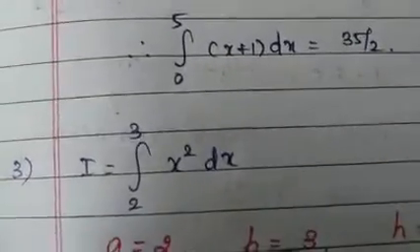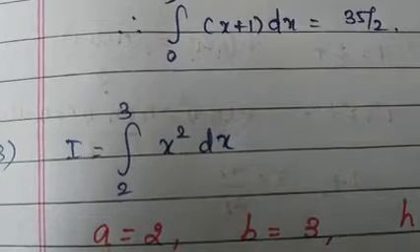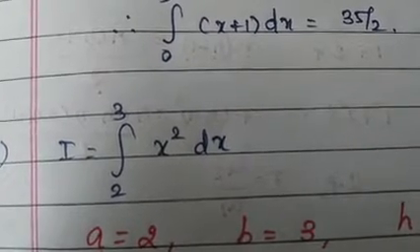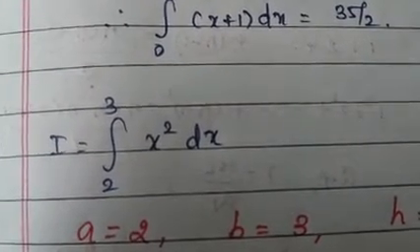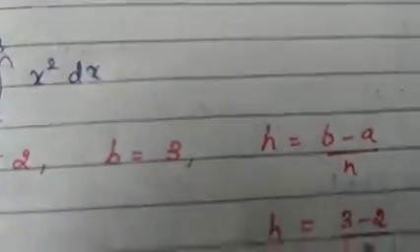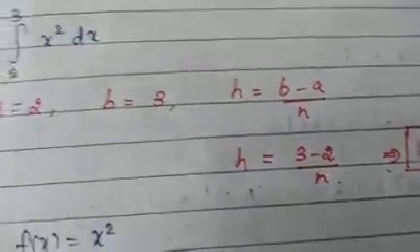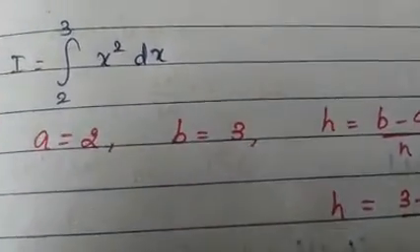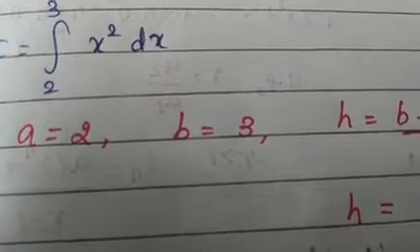The next question, I equals the integral from 2 to 3 of x squared dx. Here a value is nothing but 2, b value is 3, and h value is nothing but 3 minus 2 divided by n. Therefore, you will be getting h is equal to 1 by n. This is the first step. Next, the second step is writing what is f of x. f of x is equal to x squared.